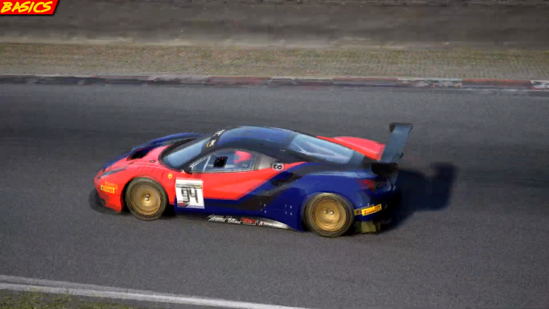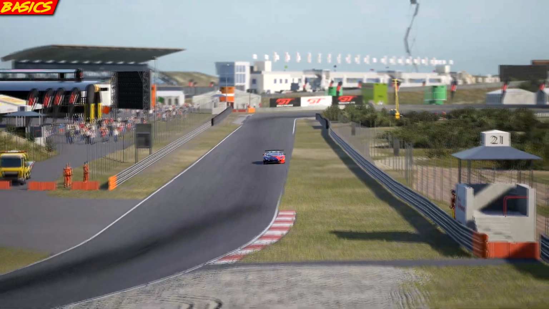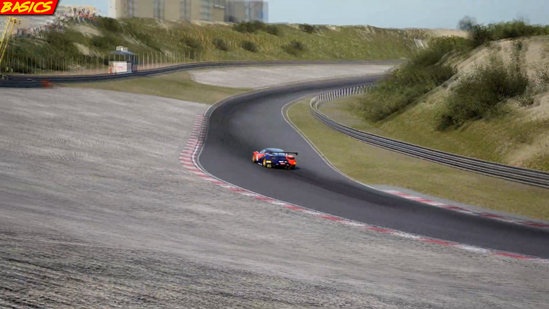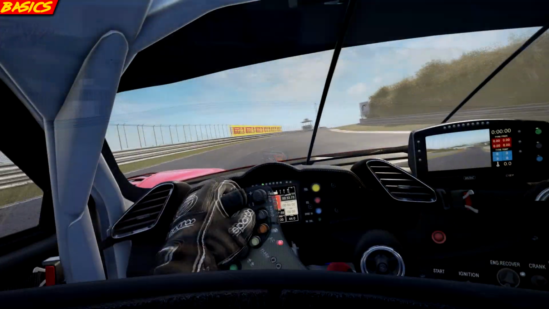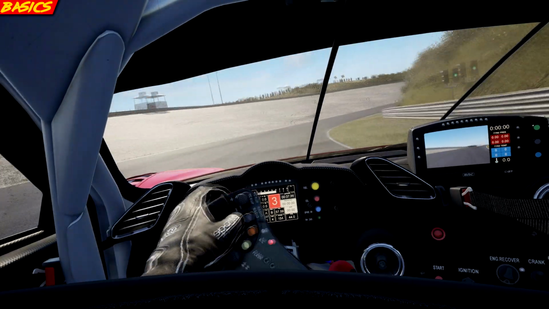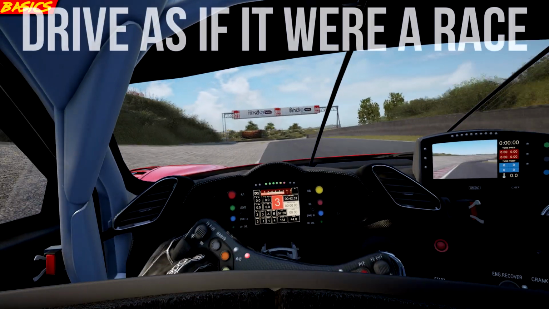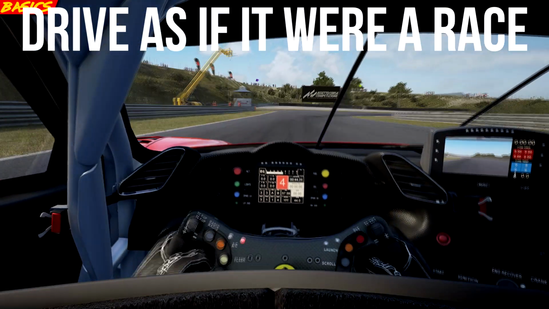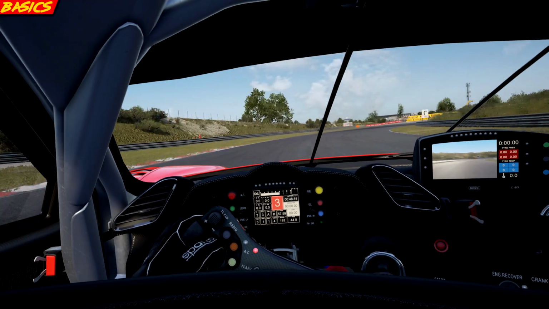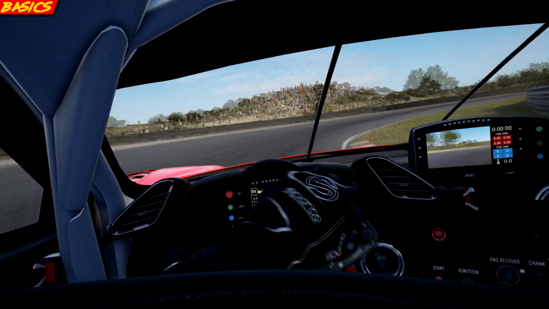This can be done by jumping into practice, putting on a podcast, some music or an audiobook, and lapping around the track until your tank is empty, your podcast has ended, or you've done at least 15 laps around the track. Drive at a comfortable pace, don't try to push yourself over the limit just yet. Drive as if it were a race, consistent and no funny business. It's also important you use a setup that you would use for racing, not a hot lap setup.